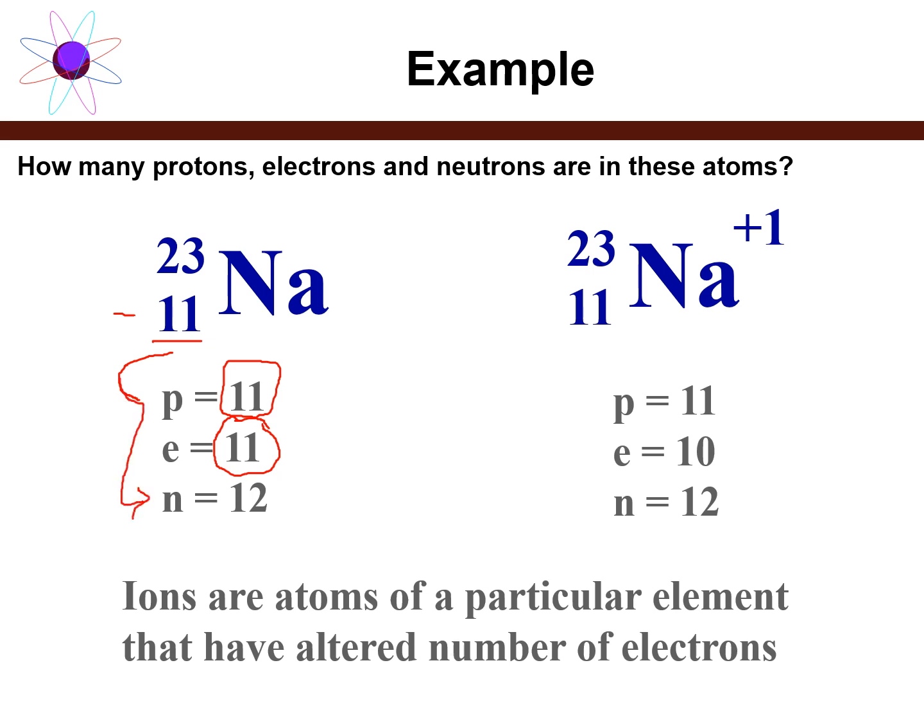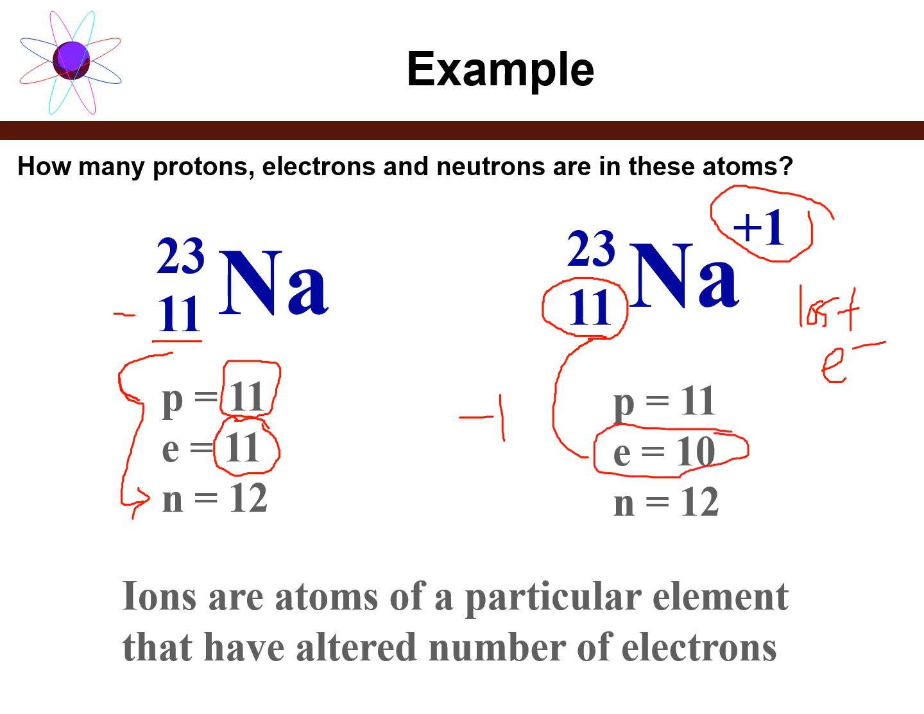Now if we look at sodium with a +1 charge, it's still sodium, so it's still going to have 11 protons. But when it comes to electrons, we're going to take our known 11 electrons, and this means we have lost an electron. The +1 means you've lost a negative charge. So we're going to take 11, and we're actually going to subtract 1 to get 10 electrons. And the neutrons haven't changed.